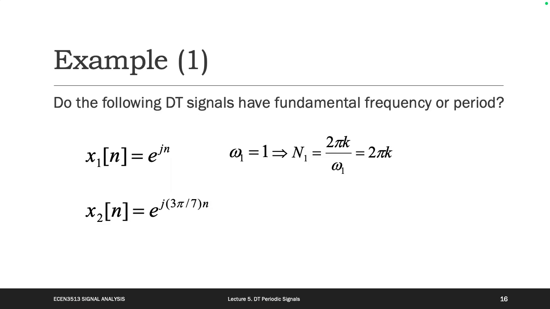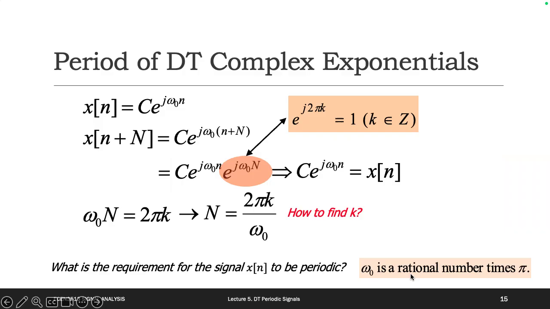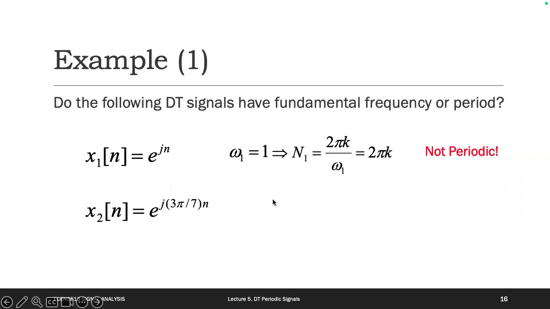You can see no matter what k equals, n1 should not be a positive integer number, am I right? Which means it is not periodic, am I right? That's because omega 1 equals 1, like the omega naught. Here we talked about it being a rational number times pi, am I right? But here it is a 1. So that makes sense to you?